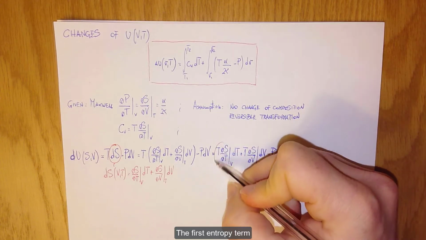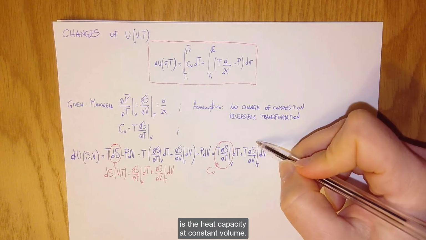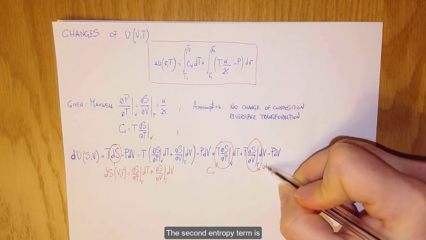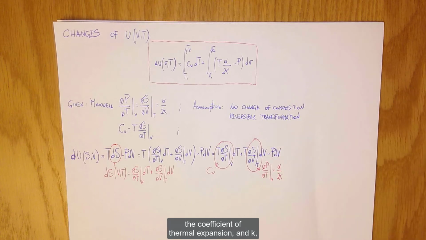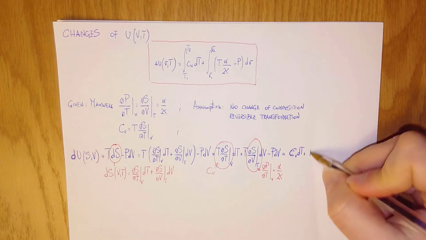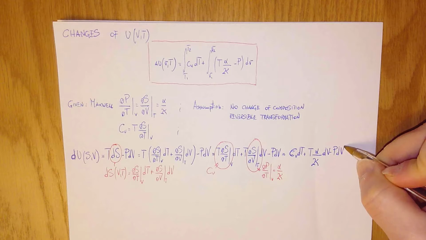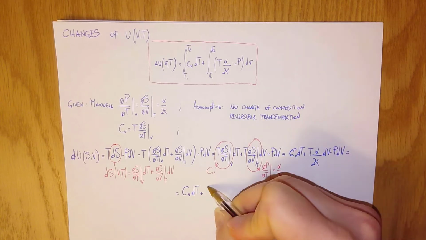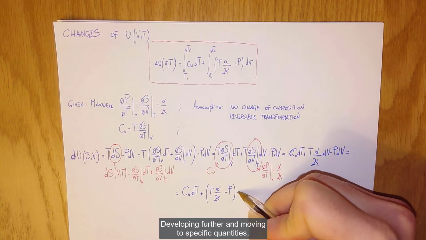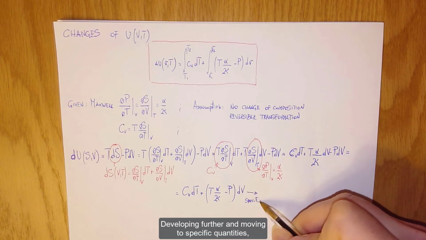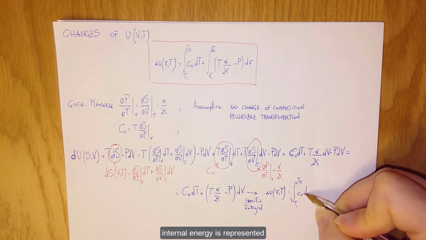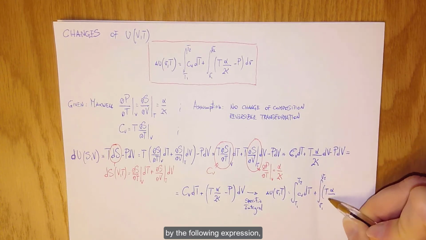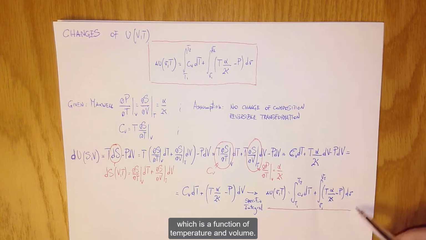The first entropy term is the heat capacity at constant volume. The second entropy term is ultimately the ratio between alpha, the coefficient of thermal expansion, and K, the isothermal compressibility. Developing further and moving to specific quantities, a finite change of specific internal energy is represented by the following expression, which is a function of temperature and volume.